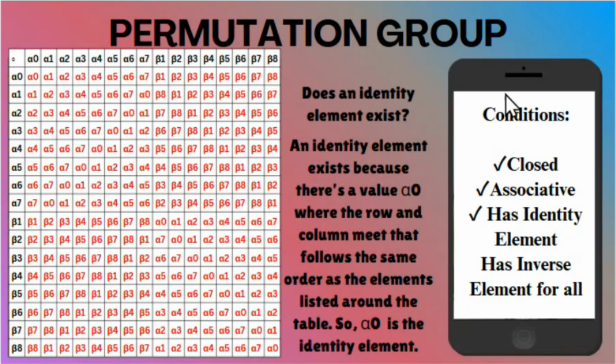Next, does an identity element exist? An identity element exists because there's a value a sub 0 where the row and column meet that follows the same order. As you can see here, this row is the same as this column. So a sub 0 is the identity element.